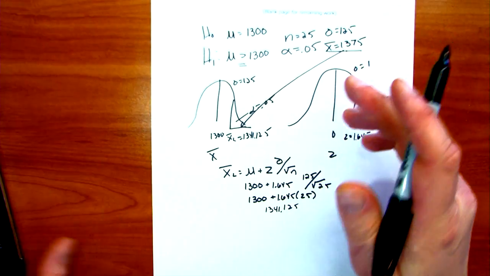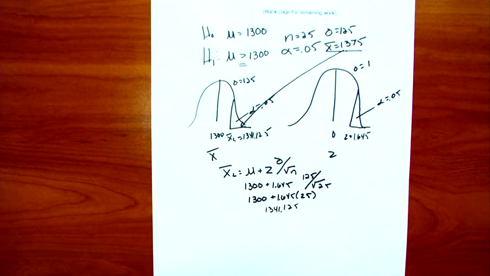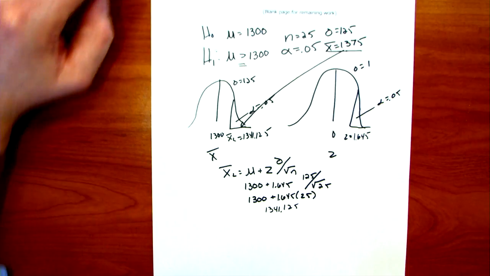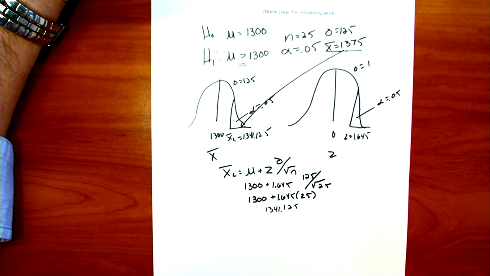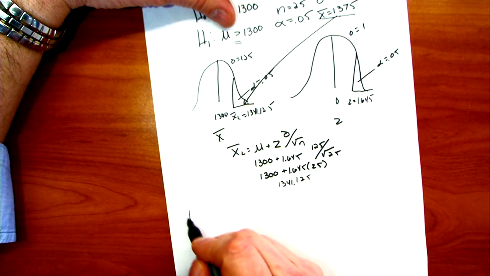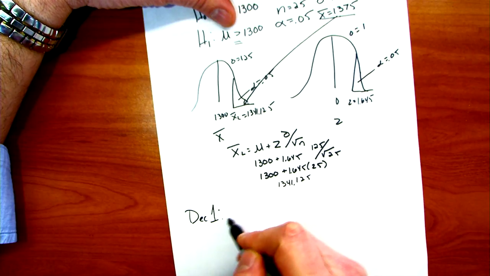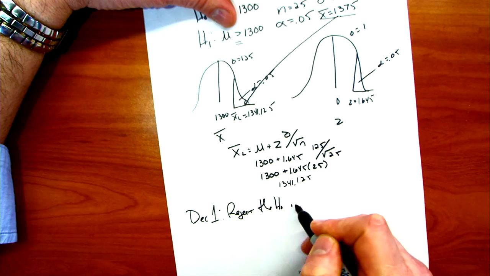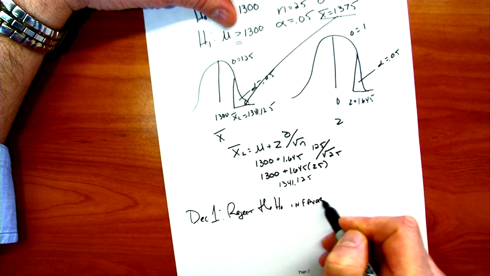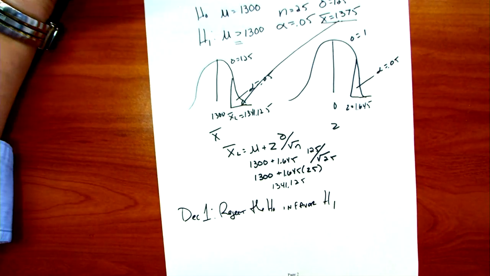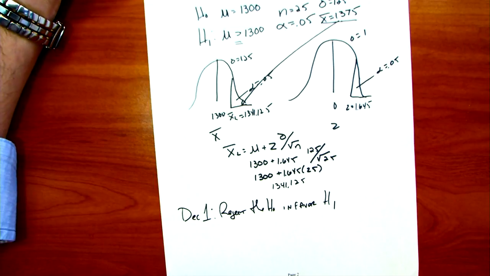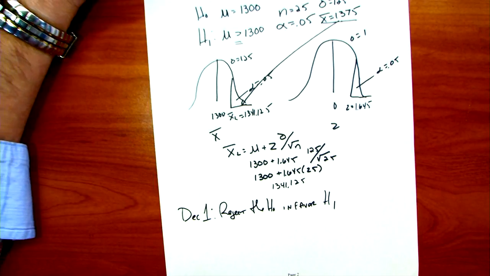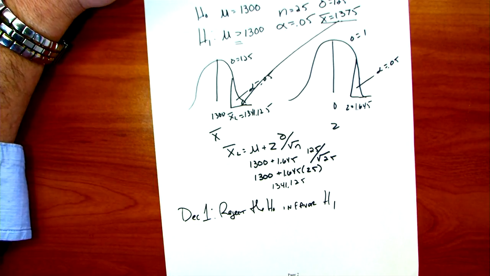So part E says, what is your conclusion? This is what I'm looking for, either decision 1 or decision 2. What is my conclusion then? Do we have enough evidence? We do. So we're going to make decision 1, which is reject the null in favor of the alternative. Okay, I have enough evidence, right? 1341 was the bar. I'm over that bar. I have enough evidence to reject the null in favor of the alternative.